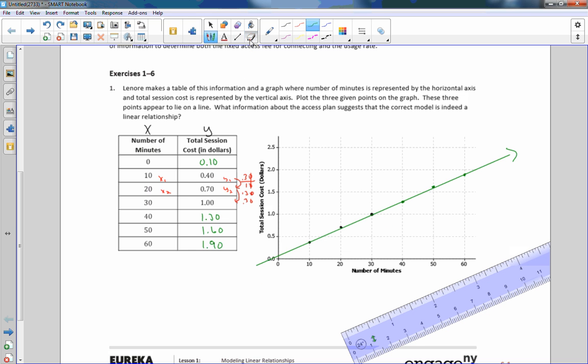Now I don't want to go past 0 here, of course, because you can't have negative minutes, and they aren't going to pay you to not sign up. So there's no such thing as a negative dollar fee. Okay, this did not go through the origin, but it wasn't supposed to, because at 0 it's supposed to be 10 cents. So there's about 10 cents. That is the initial connection fee, and then 30 cents per minute after that.